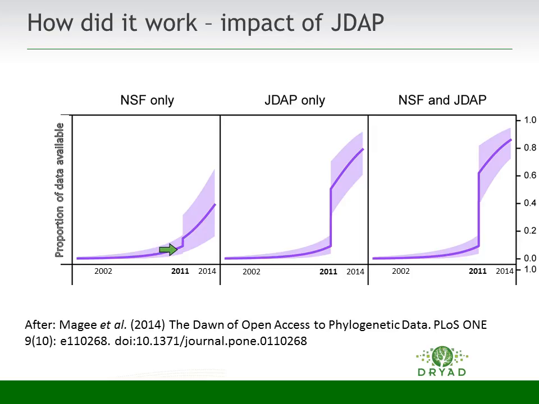So right here in 2011, we see a moderate jump in data availability as an effect of the NSF policies, and a little bit larger jump as an effect of the JDAP journals. And when we put those together, we got a fairly marked shift in the culture of scientists archiving their data.